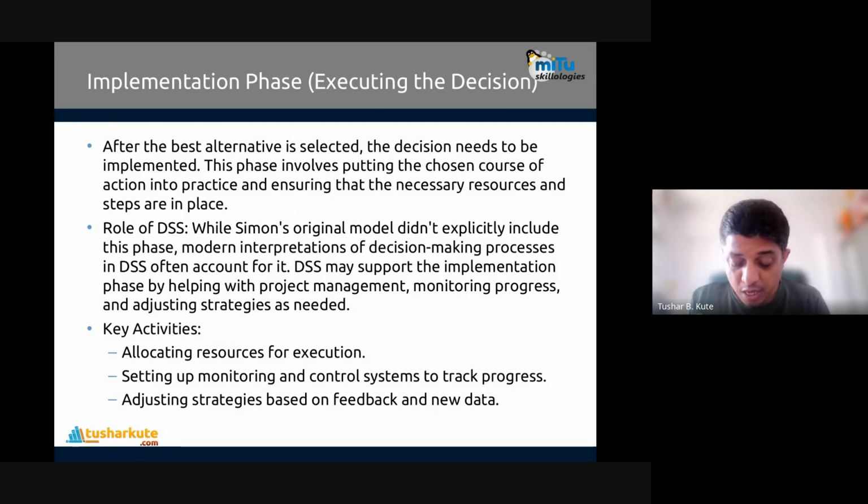Implement it. So once one best alternative is selected, the decision needs to be implemented. We can perform putting the chosen course of action into practice and ensure that the necessary resources and steps are in place. Okay, what activities are possible there? Allocate the resources for execution, set up monitoring to control the system, and adjust the strategies based on feedback and new data. That's what we can do in implementation.